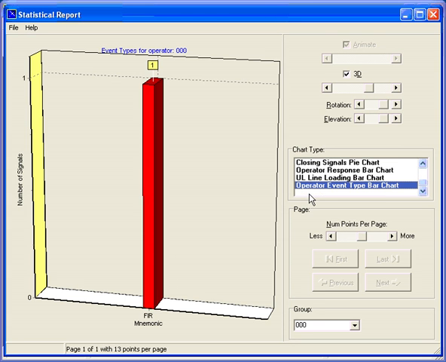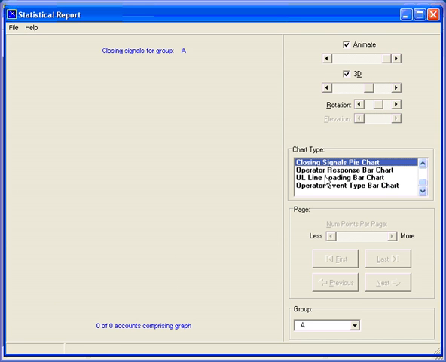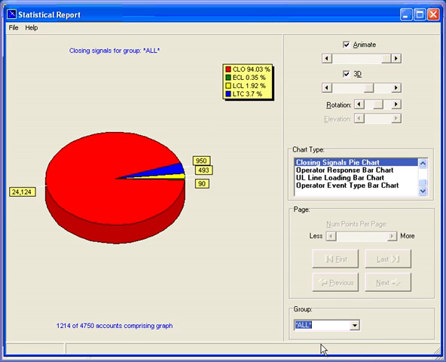We have the same type of setup for the closing signal. Excuse me, let me get my group. There we go. For the closing signal, again, 94.3% of the closings were handled automatically, with early closings only representing 0.35%. Late to closes representing a total of 3.7% of the total closing type signals.